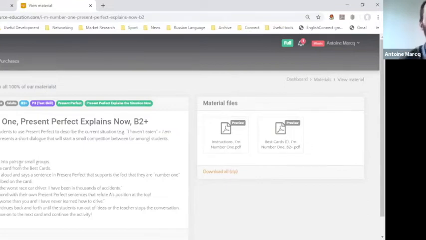It's a lot of fun. This activity is simply called I'm number one. I am number one, right? So we're going to put the students into pairs or small groups. Student A is going to take a card from the best cards. A reads the card aloud and says a sentence in present perfect that supports the fact that they are number one in the way described on the card.